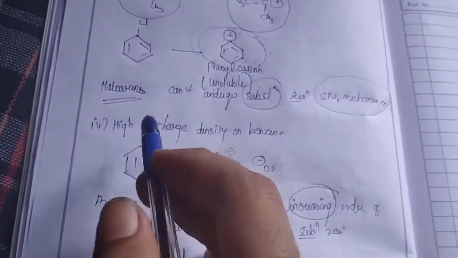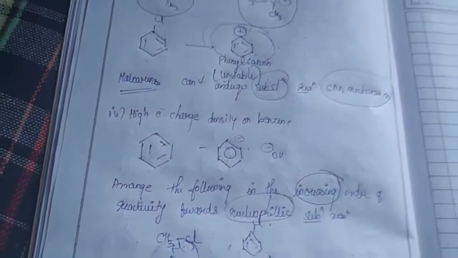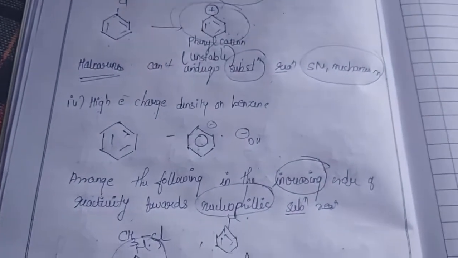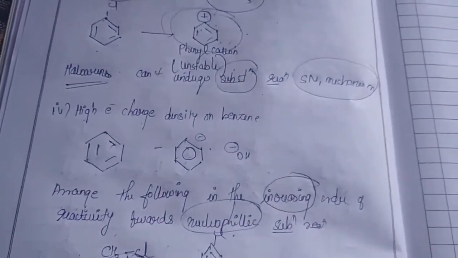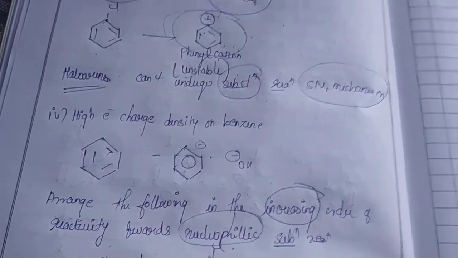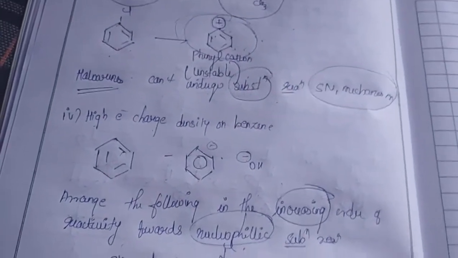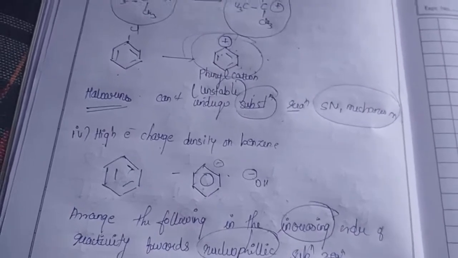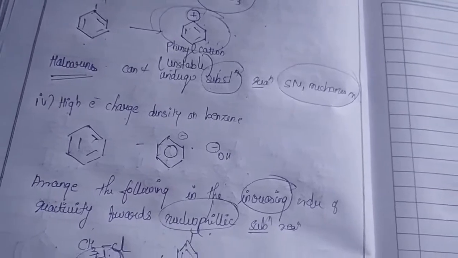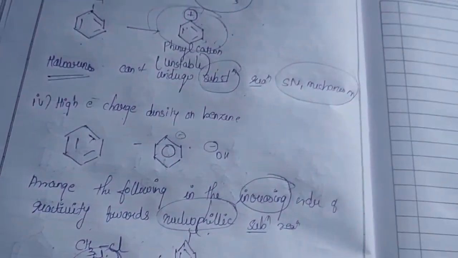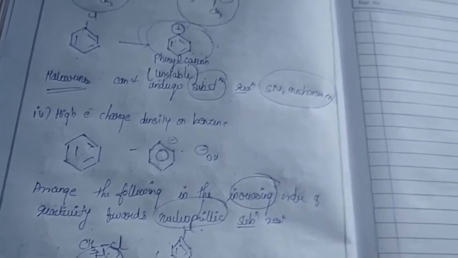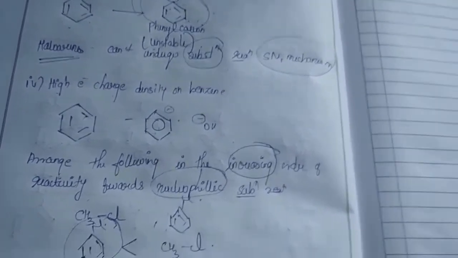Coming to the next part, that is the high electron charge density on the benzene. Of course, whenever we write benzene, we know it is with respect to the delocalization of the pi electrons. Since the pi electrons are highly delocalized, the benzene ring will all the time be very rich in electron density, that is, negatively charged. The incoming nucleophile is also a negatively charged species. Mutual repulsion takes place, so it will not be favorable to your nucleophilic substitution reaction.